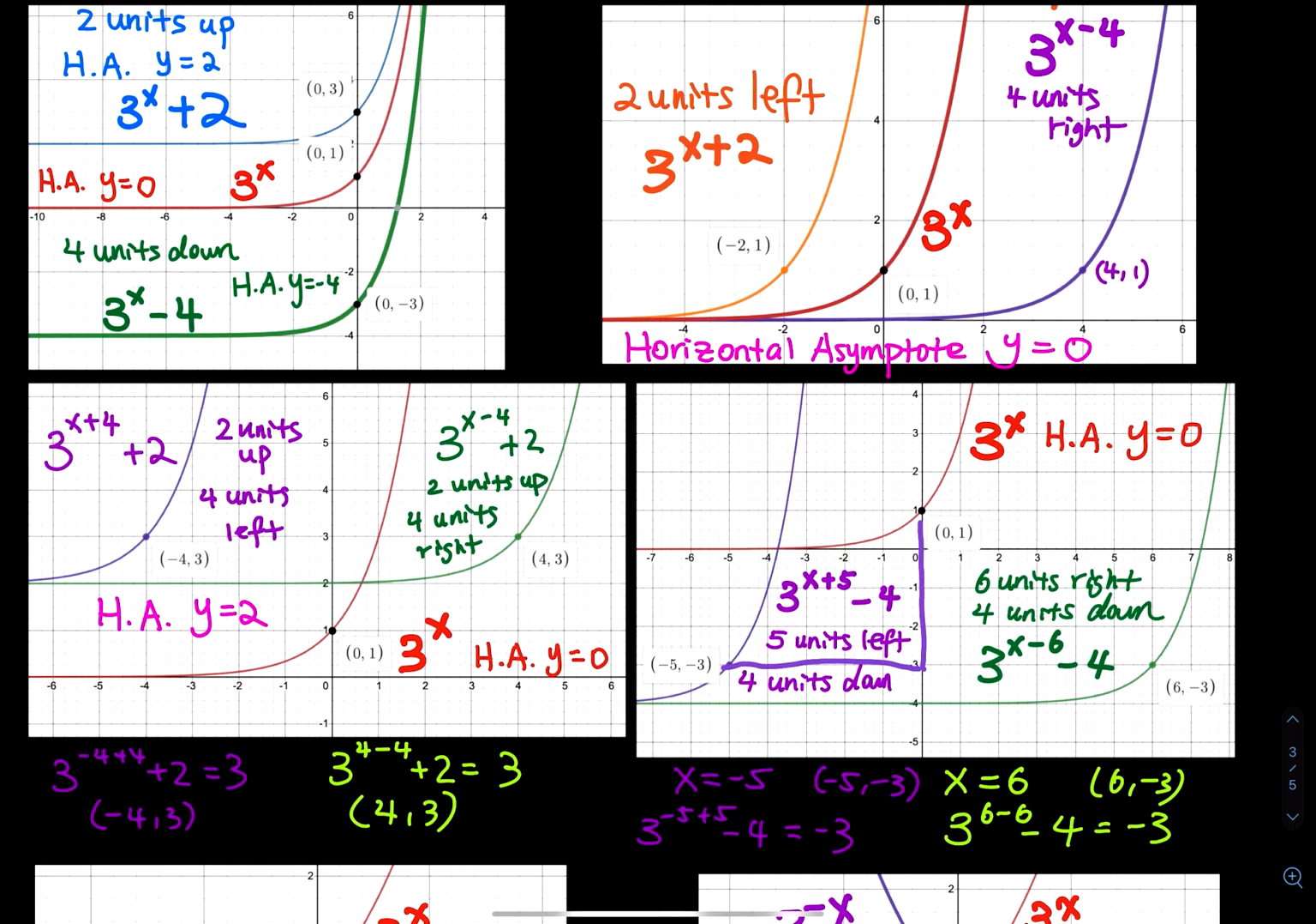So 4 units down, 5 units to the left. And then it was at 0, 1. So now the point is shifted to negative 5 comma negative 3.